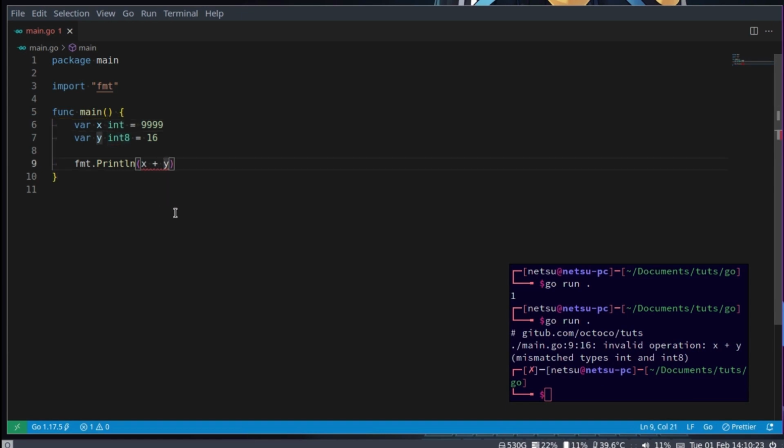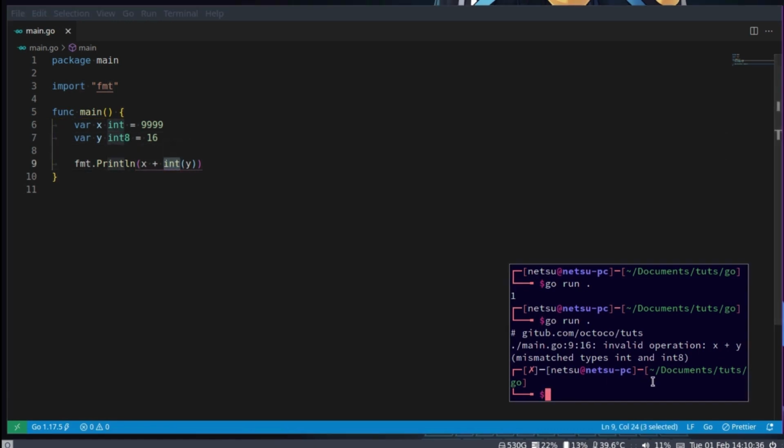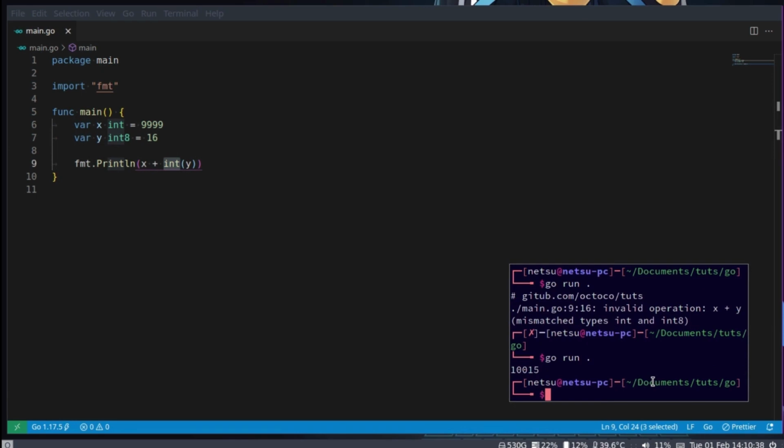So in this scenario, you would want to turn y into int(y). This is called type casting. So we are casting int8 here into a normal integer. And if we run this, it will work perfectly fine.